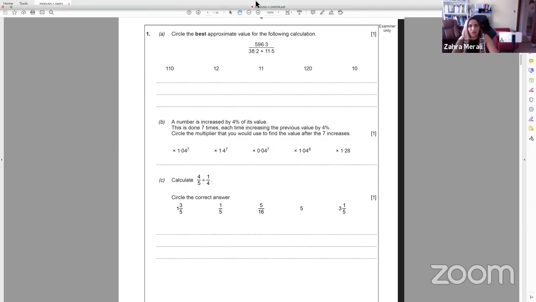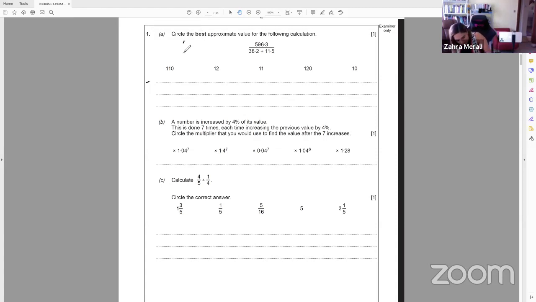So we've got to circle the best approximate answer here. So let's just make sure we've got right with something. Okay. And here we've got 596, and because it's asking for an approximate, you can round as much as you like. So we're going to round that to 600. We're going to round the 38.2 to 40, and I'm going to round that to 10. So I'm going to get 600 over 50. 60 over 5, which is about 12. So that's our approximation for that calculation.